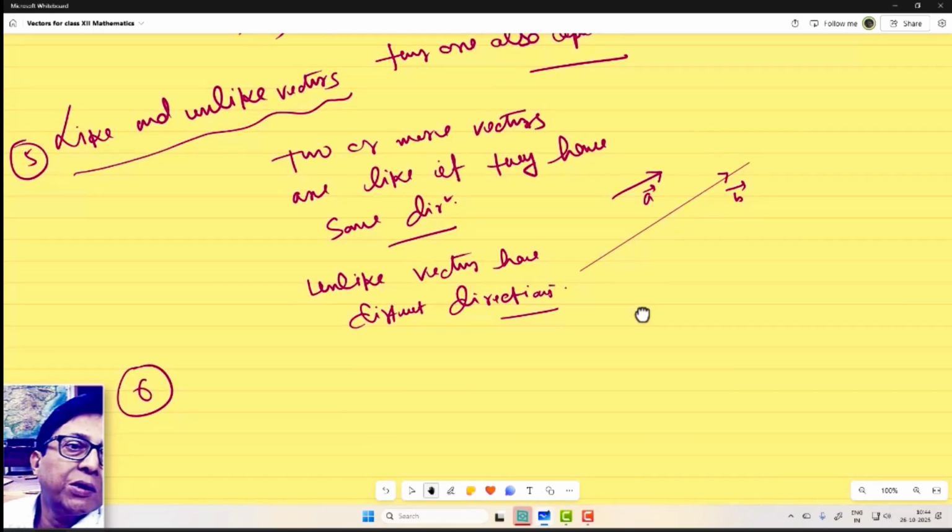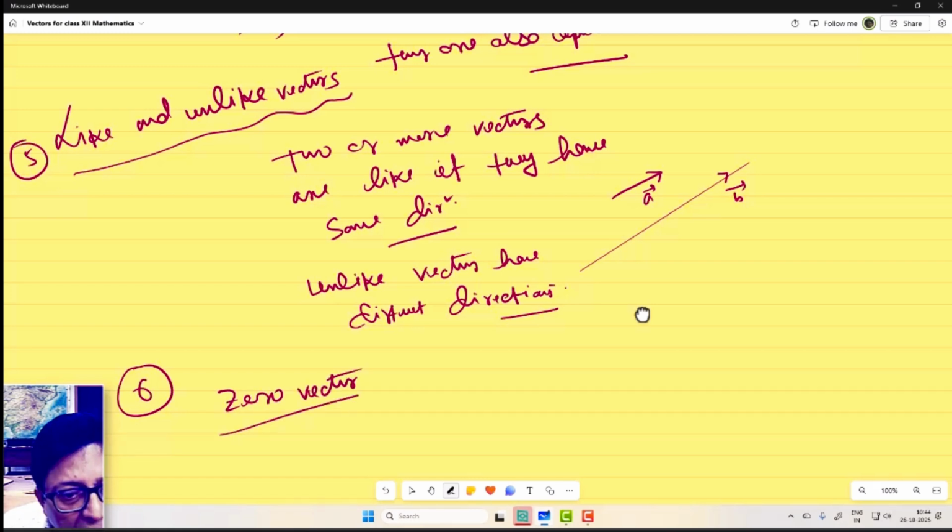Next we are going to learn the zero vector. What is it? The magnitude of a vector may be anything. It may be 0 also, maybe 1 also. If it is 0, then we cannot represent it. So the 0 vector, mathematically we will write in this manner. Just this one is a 0 vector. It has no magnitude. Okay?